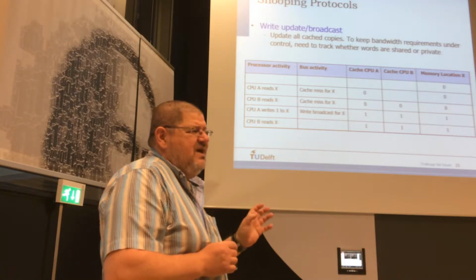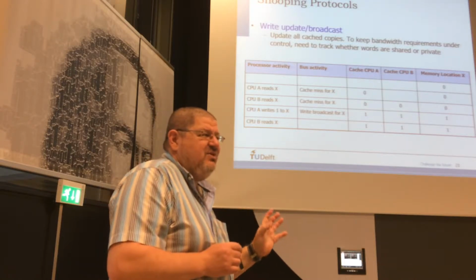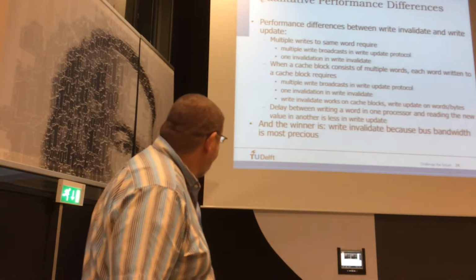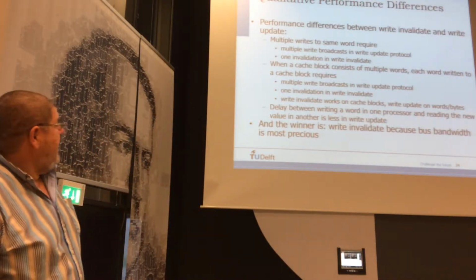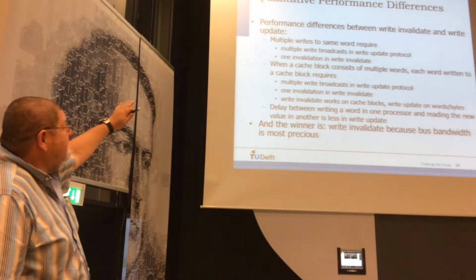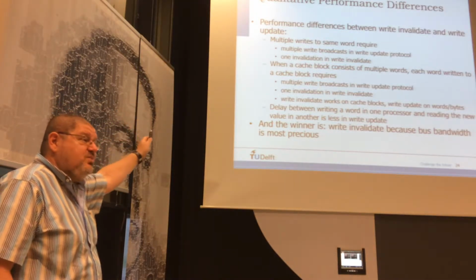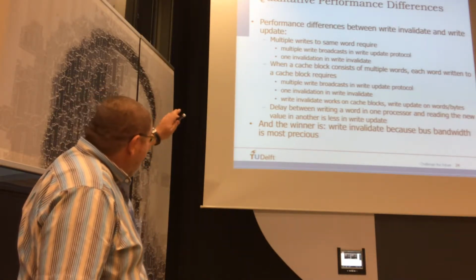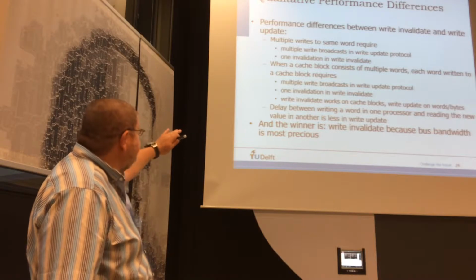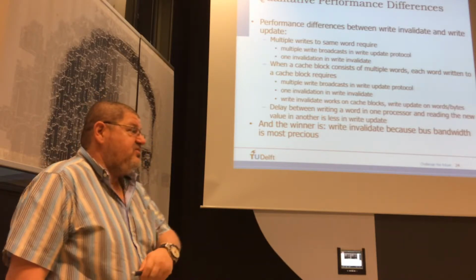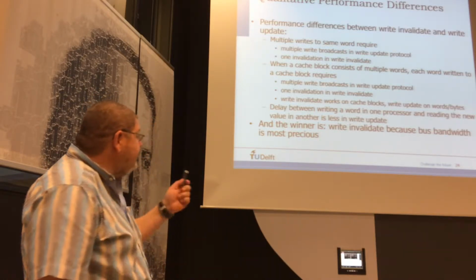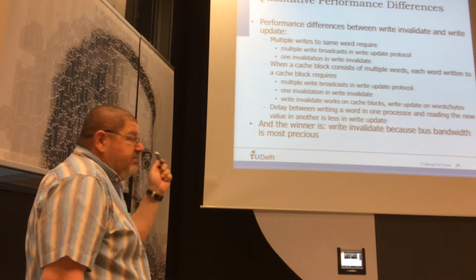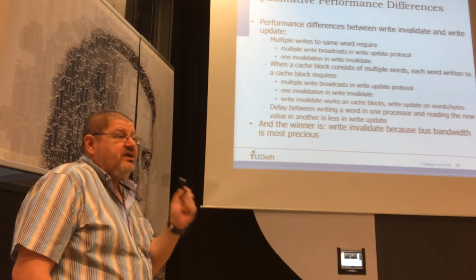Then at the end of the day, what you have to look at is the traffic on the bus. Which one is generating more traffic? And you see here you have an analysis of what is one and what is the other. And at the end of the day, if you draw the line and you calculate, write invalidate is better because the bus traffic, bus bandwidth is very important for the application to run.